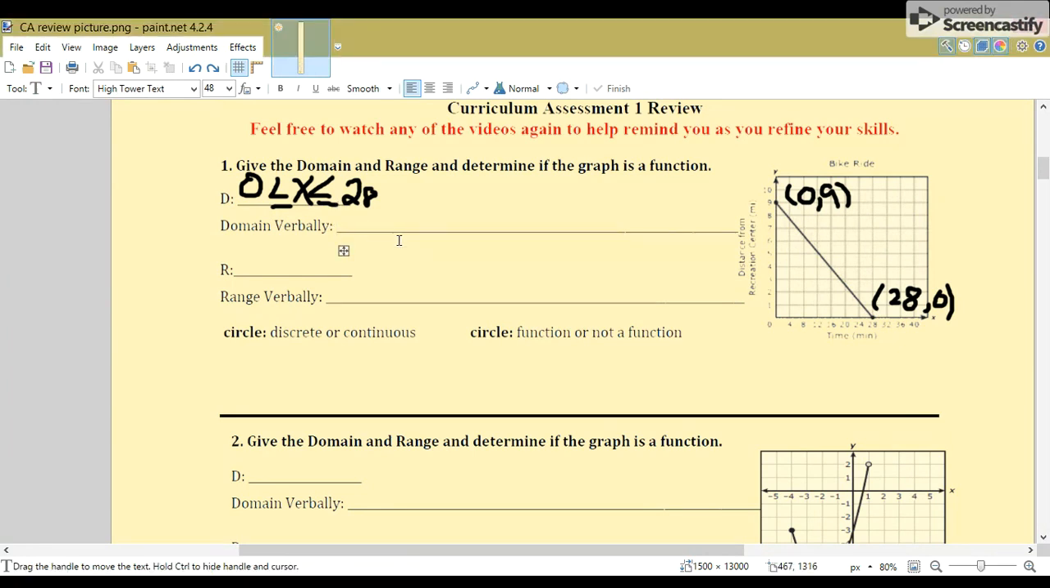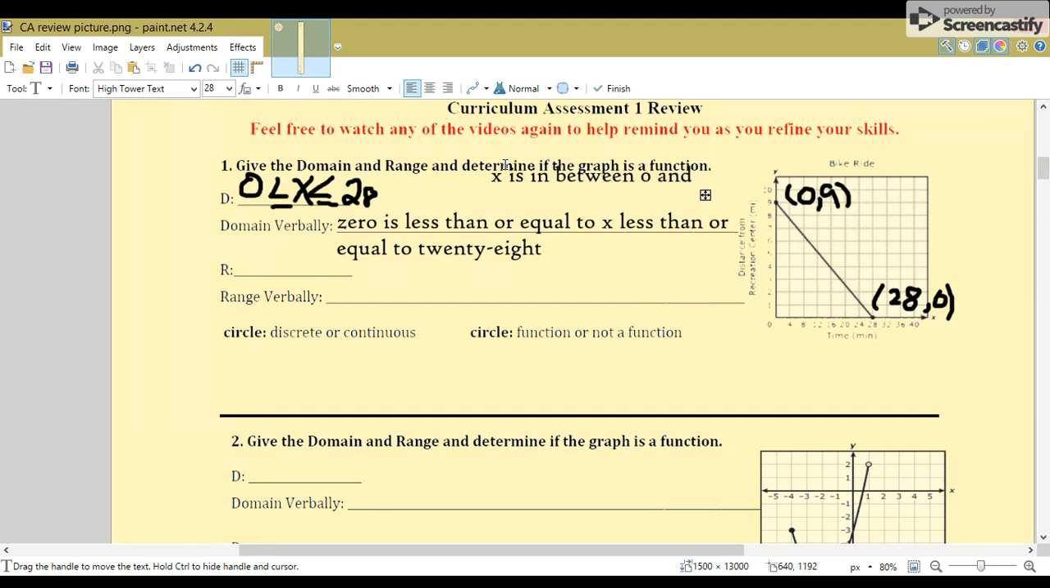And if you're to say that the domain verbally, you would put 0 is less than or equal to x less than or equal to 28. You could also say x is in between 0 and 28.